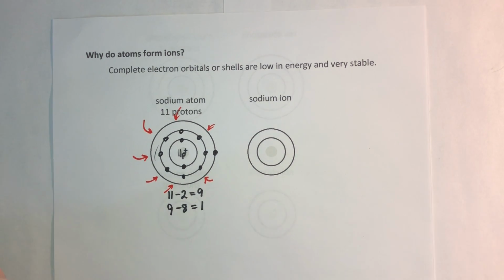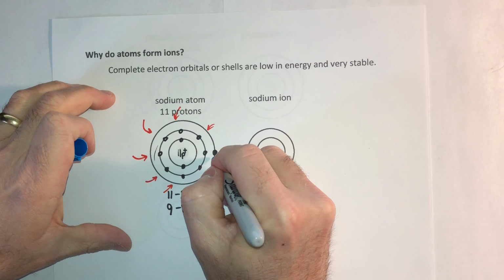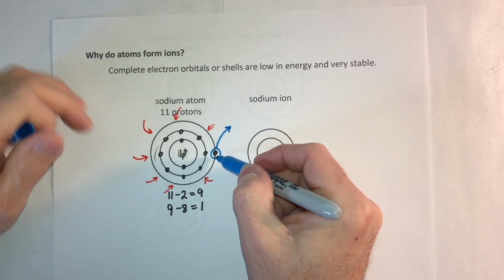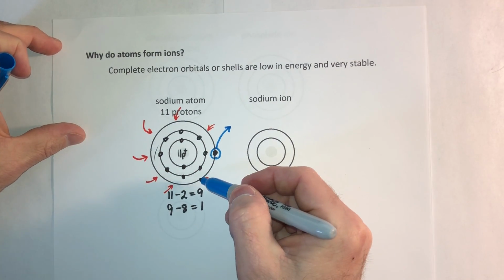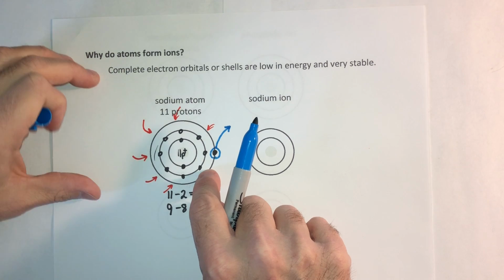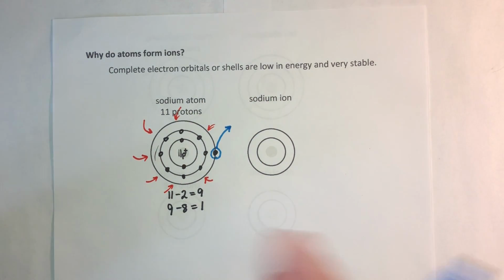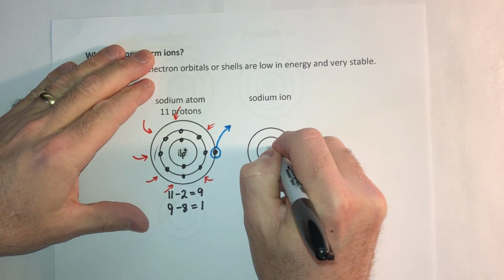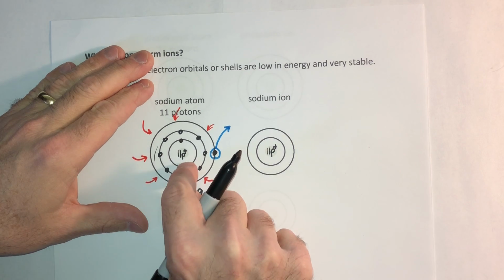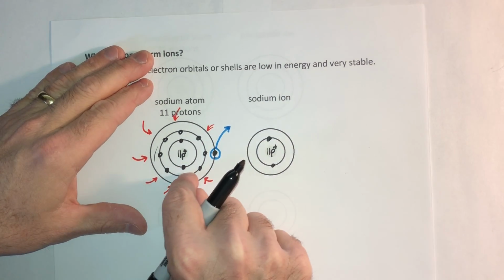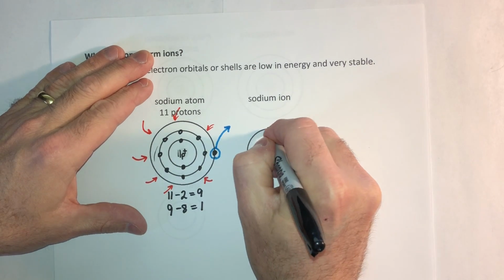What's much easier is if you take this electron and you just give it away. You say, hey, I've only got 1 electron in this outermost orbital. If I could get rid of it, then this outermost orbital is not needed. I don't need it anymore. It just disappears. And so what my picture does is it changes, right? I still have my 11 protons in my nucleus. You still have 2 electrons in that first orbital. You still have 8 electrons in the second orbital.